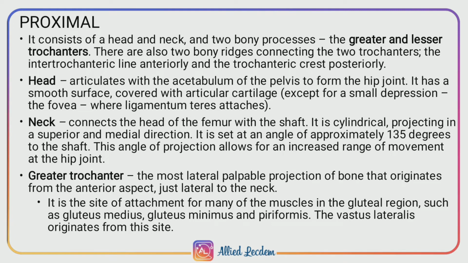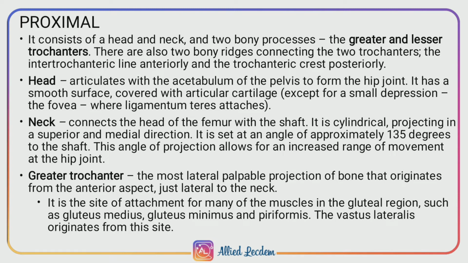The head articulates with the acetabulum of the pelvis, as we saw at first, so it helps in forming the hip joint. It has a smooth surface covered with articular cartilage. The next is the neck, which connects the head of the femur with the shaft, that is the body part. It is cylindrical, projecting in a superior and medial direction. This angle of projection allows for increased range of movement at the hip joint. The angle is approximately 135 degrees.